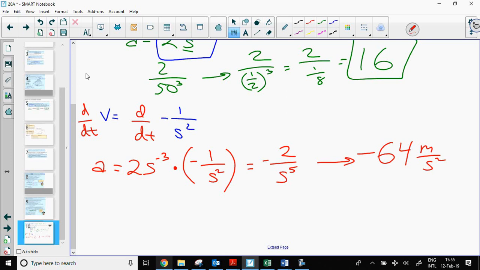Please be on the lookout for crap like this. They've done it more than once, and they're mean, evil people for it, I think. Anyway, that's Kinematics Part 1.